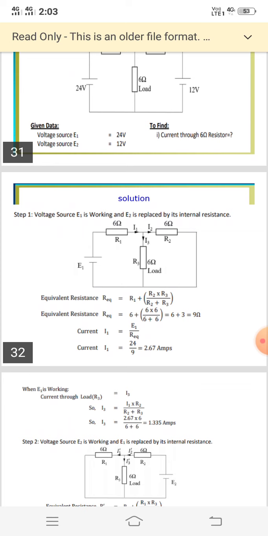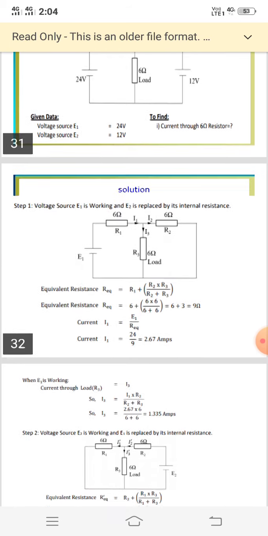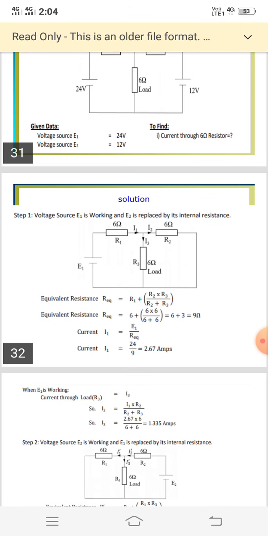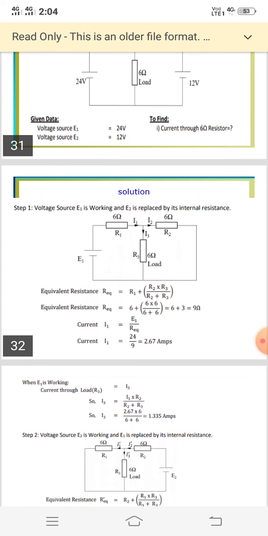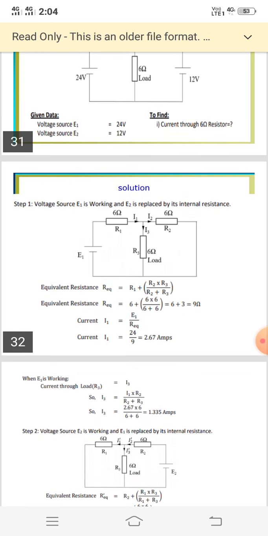First, we will find the equivalent resistance. So R equivalent equals, here, R2 and R3 are in parallel, in series with R1. So R equivalent = R1 + (R2 × R3)/(R2 + R3). Each resistance is 6 ohm, so I replace R1 = 6, R2 = 6, R3 = 6. We calculate the series and parallel combination, and R equivalent is 9 ohm.